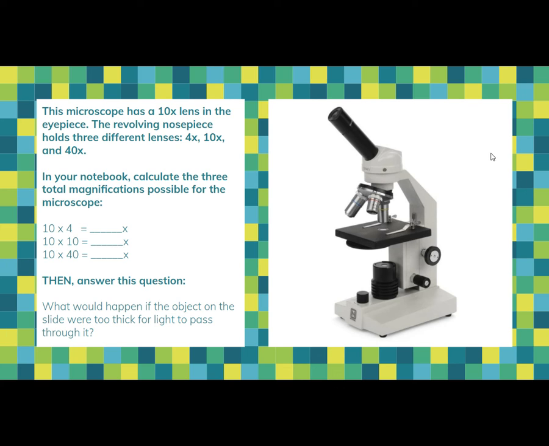After that, answer the question, also in your notebook. What would happen if the object on the slide were too thick for light to pass through it? So what do you think would happen if the object that we were trying to look at on the microscope was too thick for light to pass through it? You can pause.